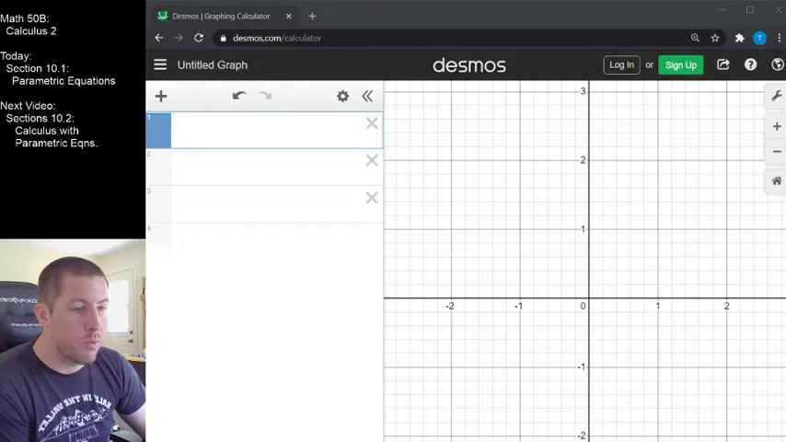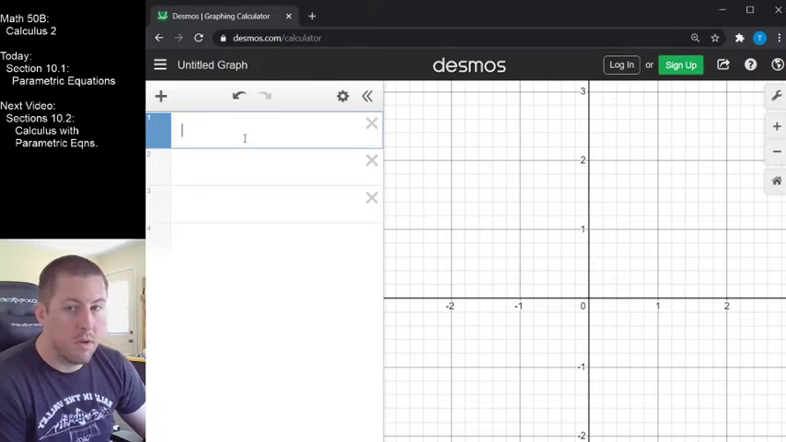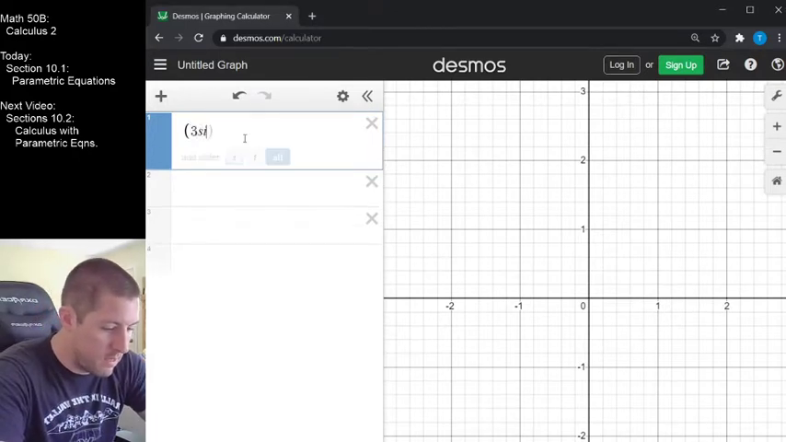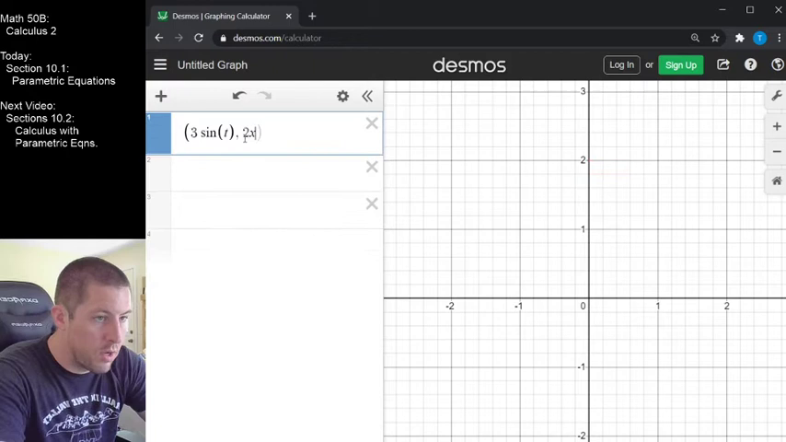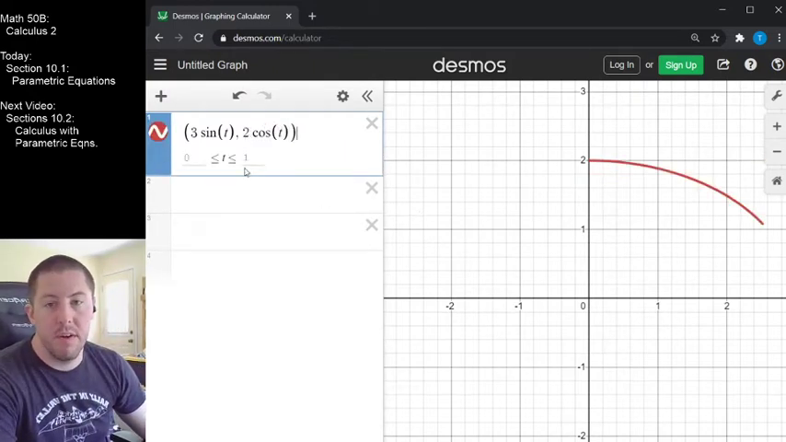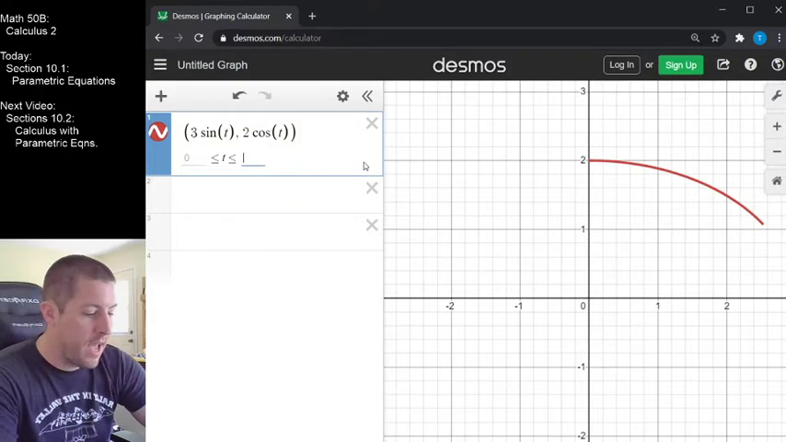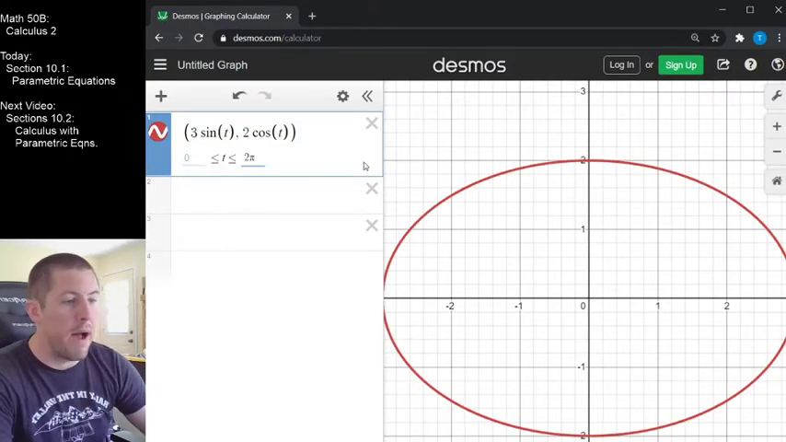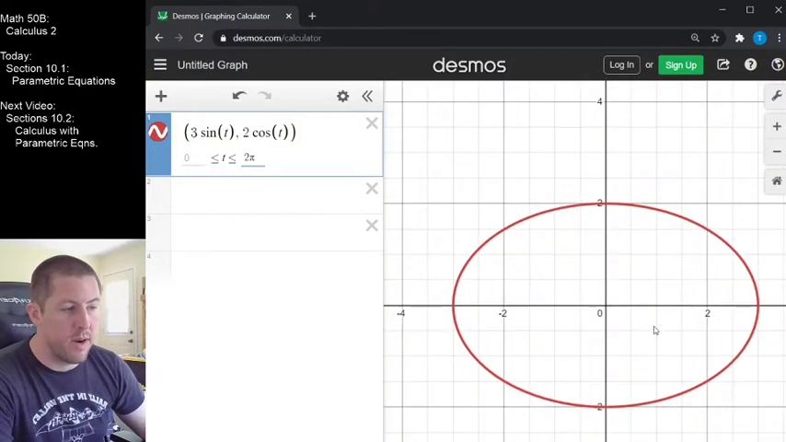So our graphs were 3 sine t and 2 cosine t. So 3 sine t, 2 cos t. And notice it's only giving me part of it right here. You just need to extend this thing. I can tell that I only need to go to 2 pi because I'm dealing with sines and cosines right here. And I know that their period is 2 pi, so they'll repeat after that.